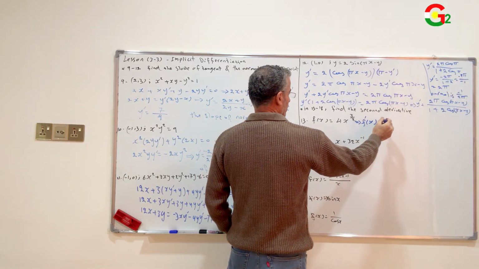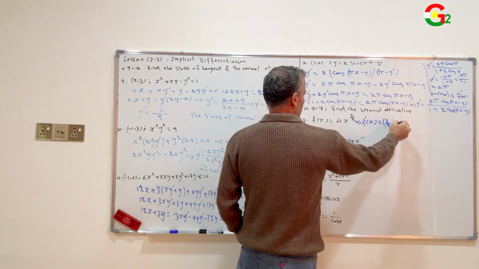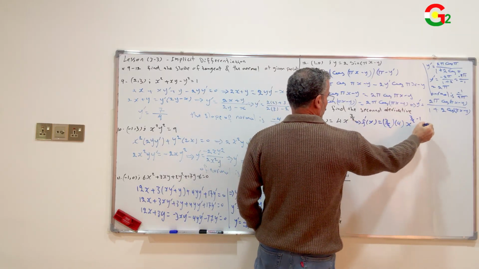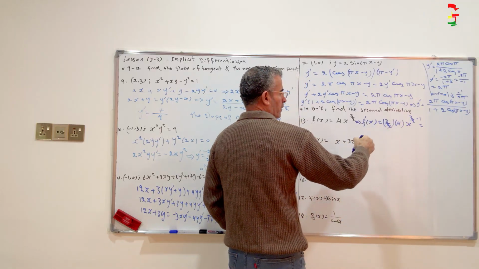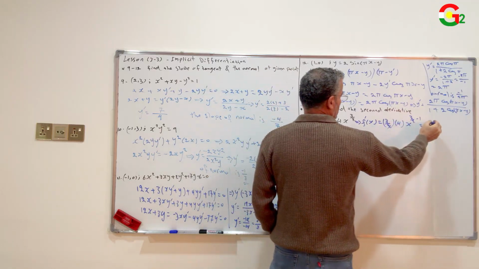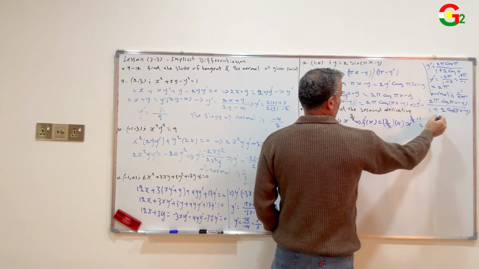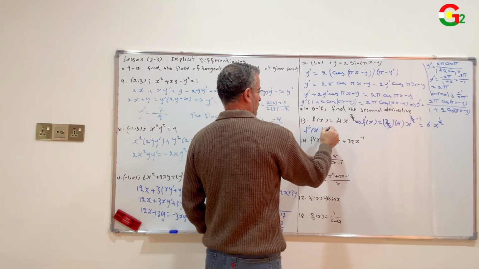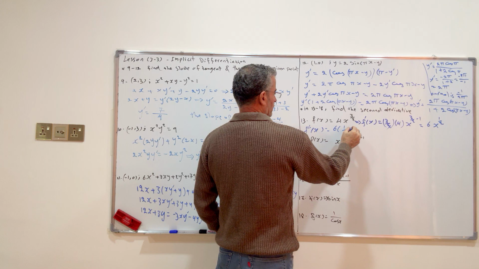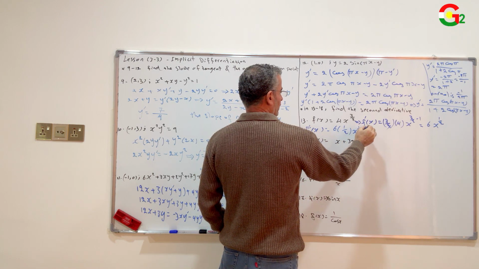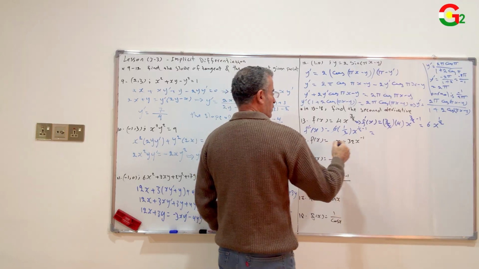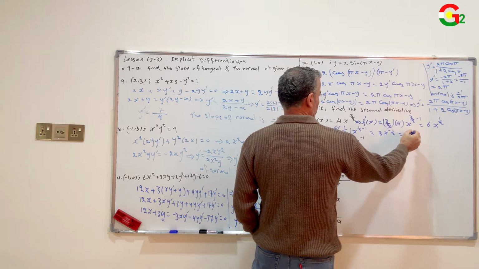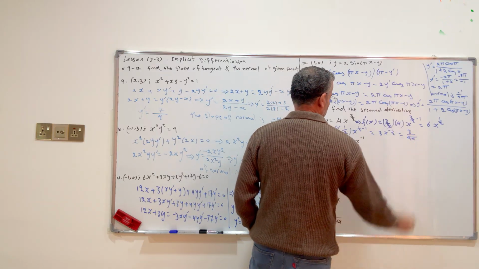f prime of x equals 3 over 2 times 4 x to the power 3 over 2 minus 1. Reduce 4 with 2: 6 x to the 3 over 2 minus 1, which is 1 half. Now the second derivative of x equals 6 times 1 half x to the half minus 1. Reduce 2 with 6: 3x to the negative half, equal to 3 over square root x.